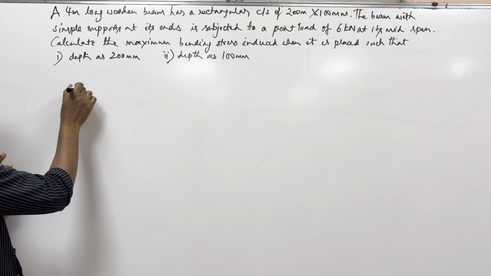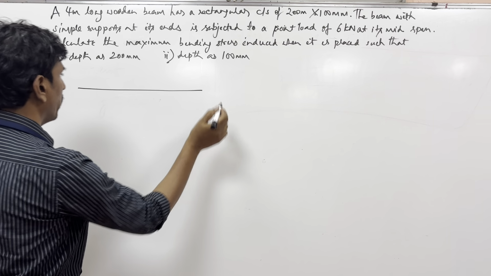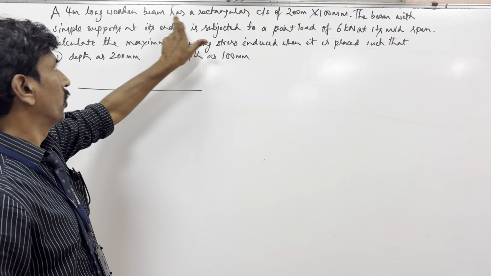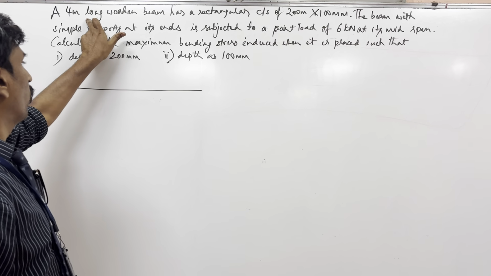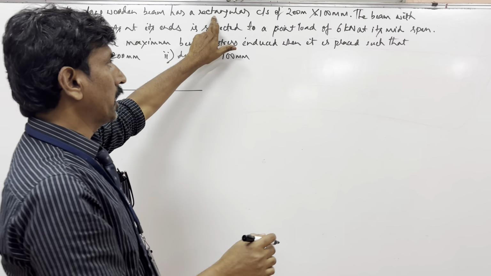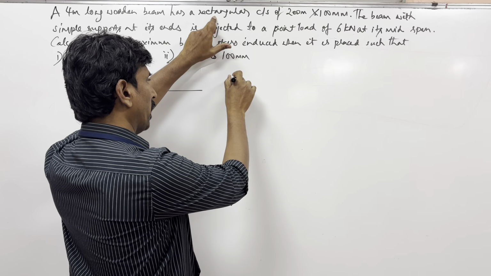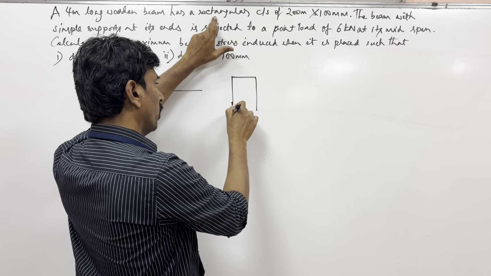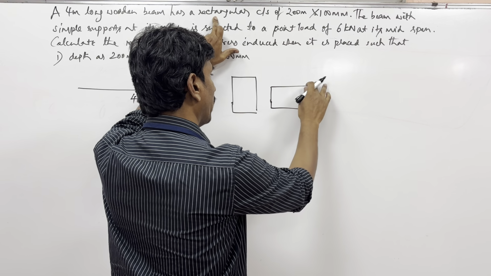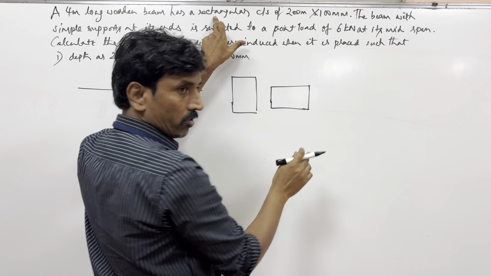Only the values matter. It's a 4 meter long beam, and it's not said whether it's a cantilever or not, until now. As we read, we'll understand. This beam is 4 meter long and has a rectangular cross section, like this. But I'm not sure whether it is like this or like this. When I say rectangle, you can keep the rectangle either like this or like this.